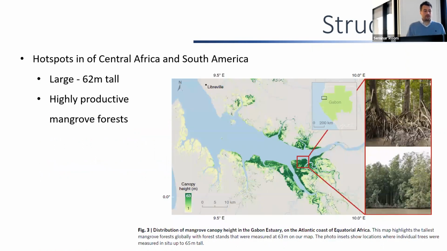But what they also showed was there was significant structural variability at local and regional scales. So they found hotspots of tall, up to 62 meters, so that's really huge mangrove trees, and highly productive mangrove forests in the hotspots in Central Africa and South America, such as this area of really high canopy height from the Gabon estuary in equatorial Africa. So we're starting to be able to pick out the variability in the structure of mangroves at much finer resolution based on the satellite data that's available to us.